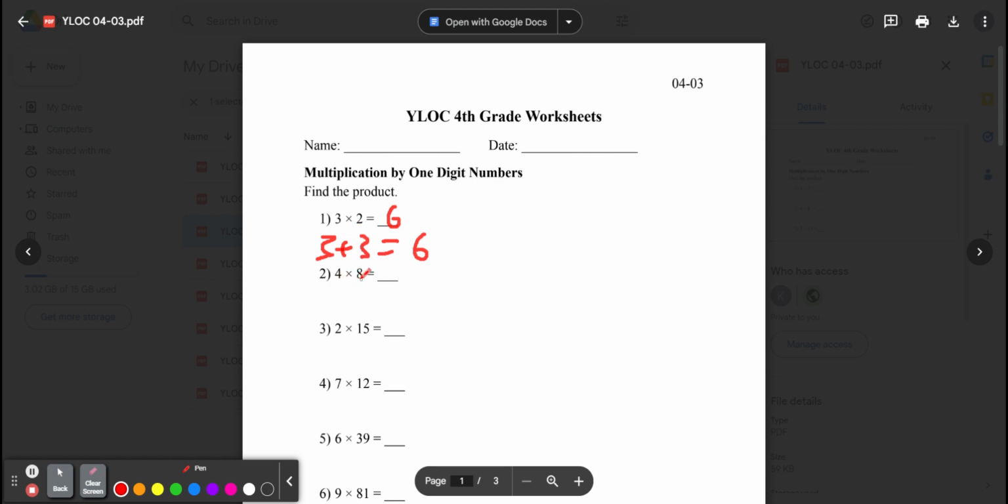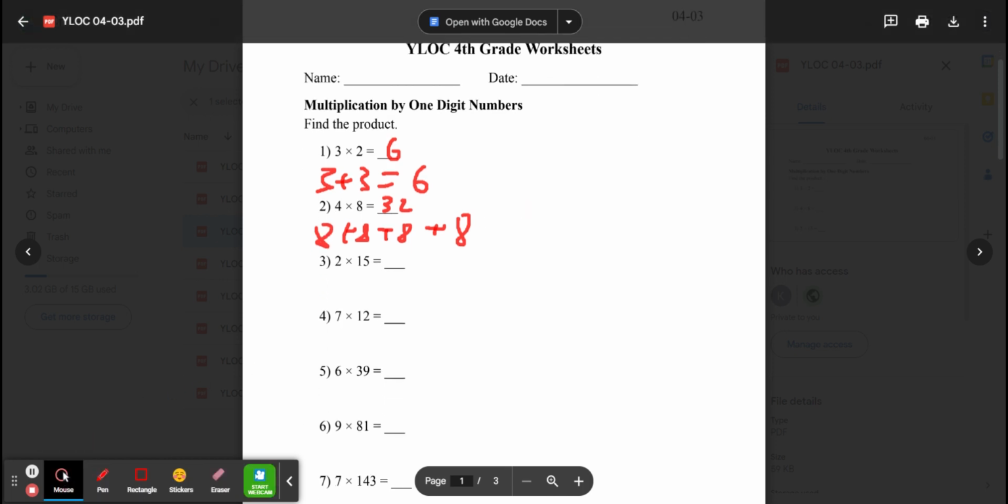Here we have 4 times 8. 4 times 8 is 32. We can see this as 8 plus 8 plus 8 plus 8. 8 plus 8 is 16. 16 plus 8 is 24. 24 plus 8 is 32.